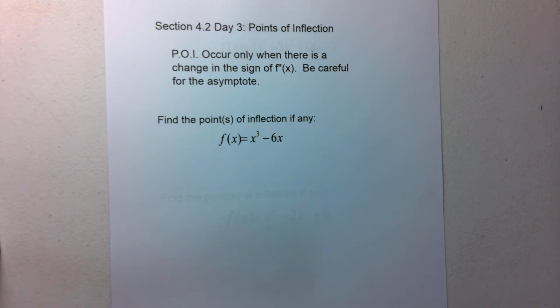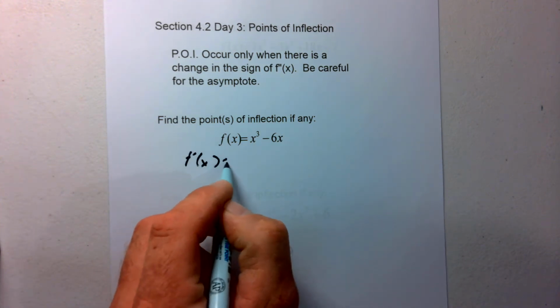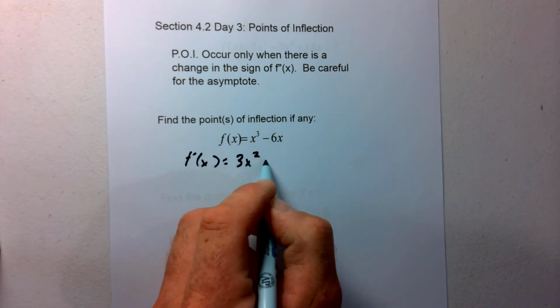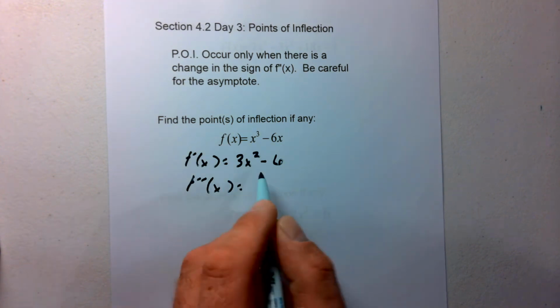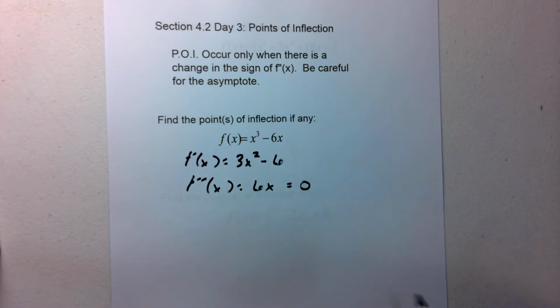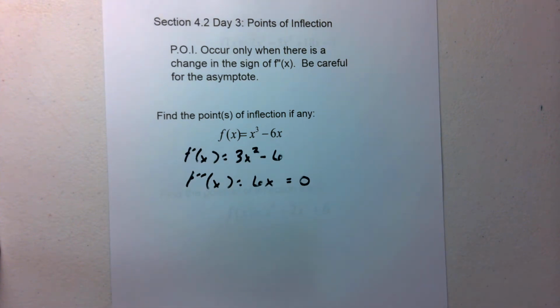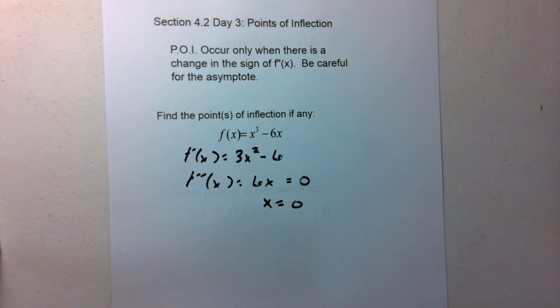The first thing we're going to do is examine the concavity of our function. And to examine the concavity of our function, we're going to be looking at the second derivative, and we're going to be setting it equal to 0. So first, let's find our first derivative, f prime of x. We get 3x squared minus 6. The second derivative gives us 6x. In this case, we're going to set that equal to 0. If I set that equal to 0, I end up with x equal to 0.